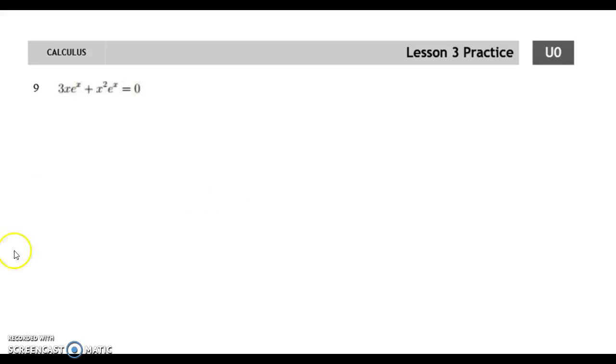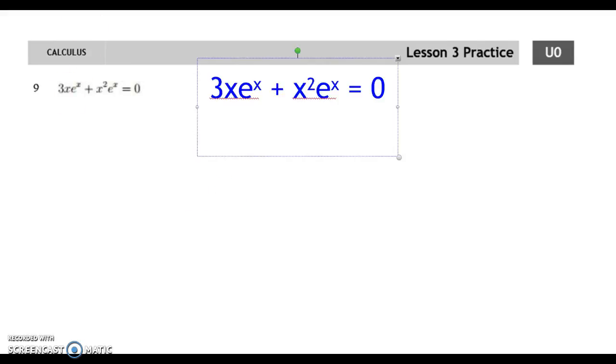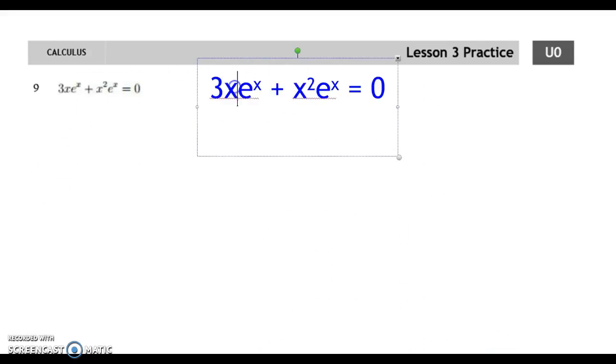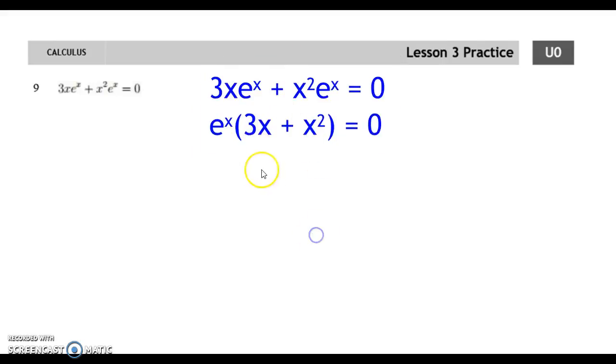Onward and upward, let's take a look at number 9. Now for this problem, it does have e to the x in it, but it does not require a substitution. The previous ones required substitution because they did not have common terms in every single term. You may remember that number 7 had e to the 2x minus 3e to the x plus 2. They both had a common term of e to the x, but 2 didn't. When I look at number 9, though, every single term on that left-hand side has a common term of e to the x, so I'm going to factor that term out.